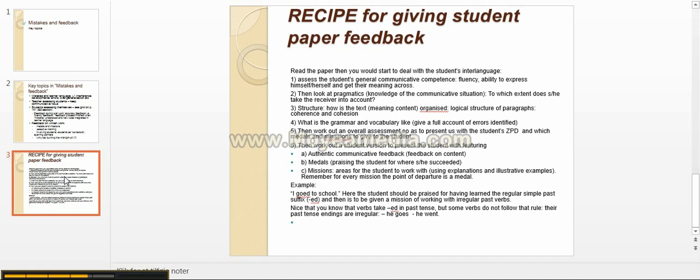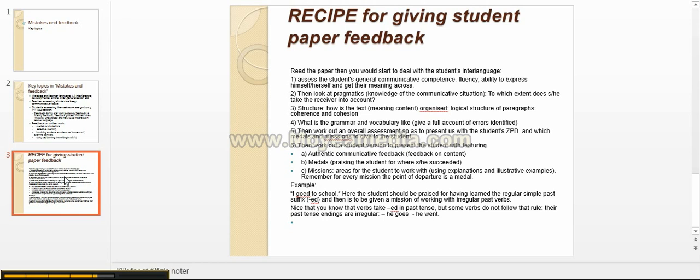Then you might look at pragmatics. What does the student know about the communicative situation? To which extent does he or she think about the receiver? So you think about this text, I want to read this as a real text, as though the student were communicating to me. Does he in fact take me, or does he take the reader into account? And would there be things here to work with?